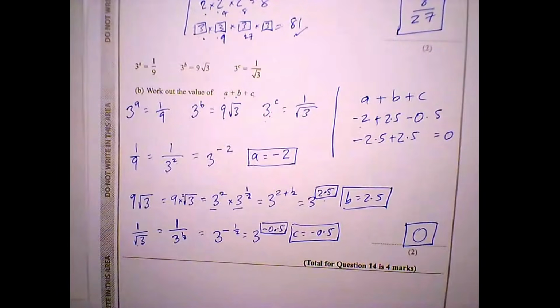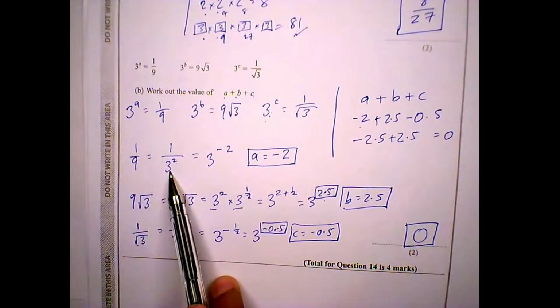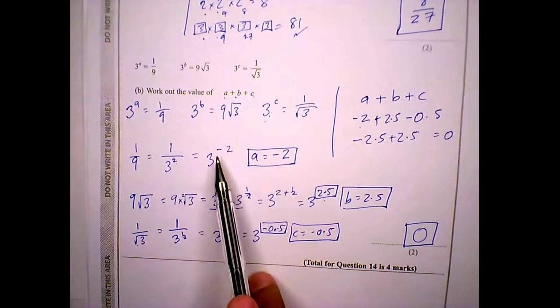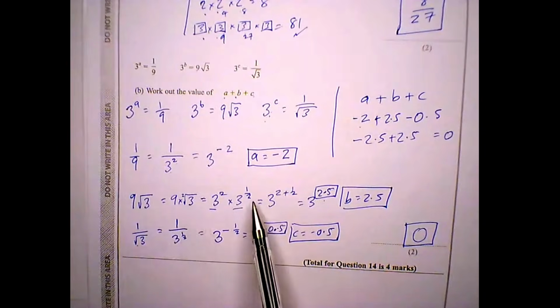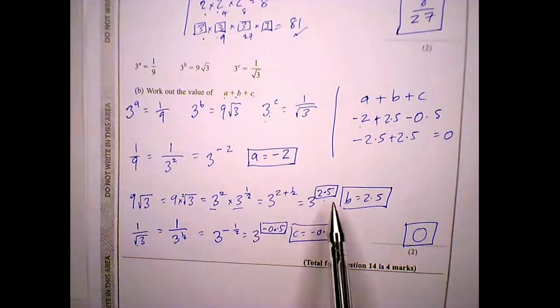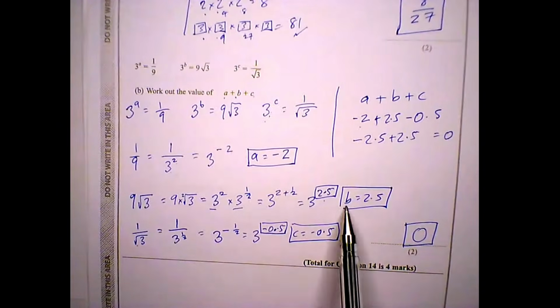Okay, 2 marks. Hopefully you can do these things a little bit faster in your head. I'm explaining them, but you can hopefully spot 9. 9 is 3 squared. Then you've got the reciprocal, so minus 2. And here you've got 3 squared, and then it's raised to the power half. So it's 2.5. Here you've got half again, and then it's a reciprocal, minus half, and then you just add them. So hopefully you can do this faster.